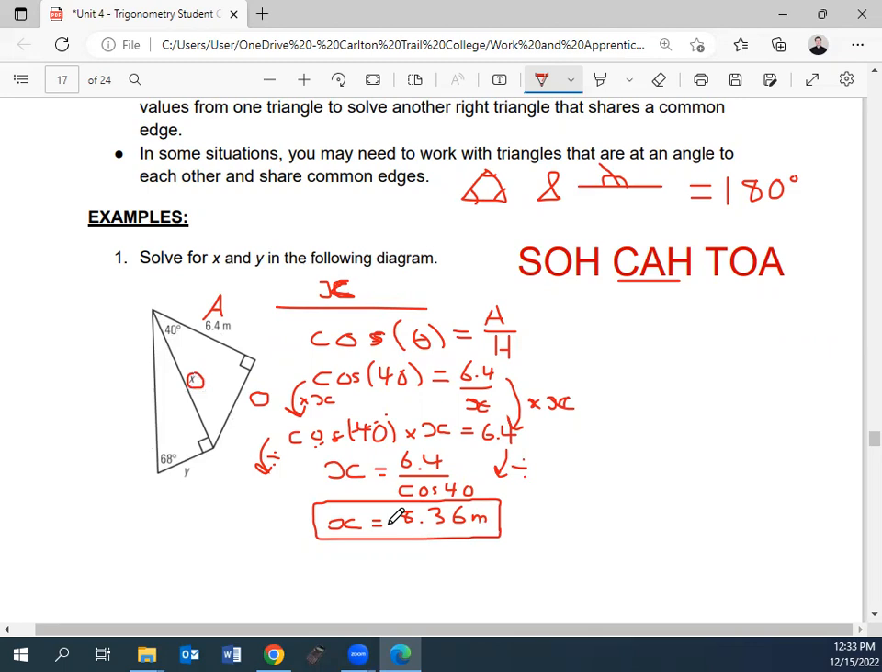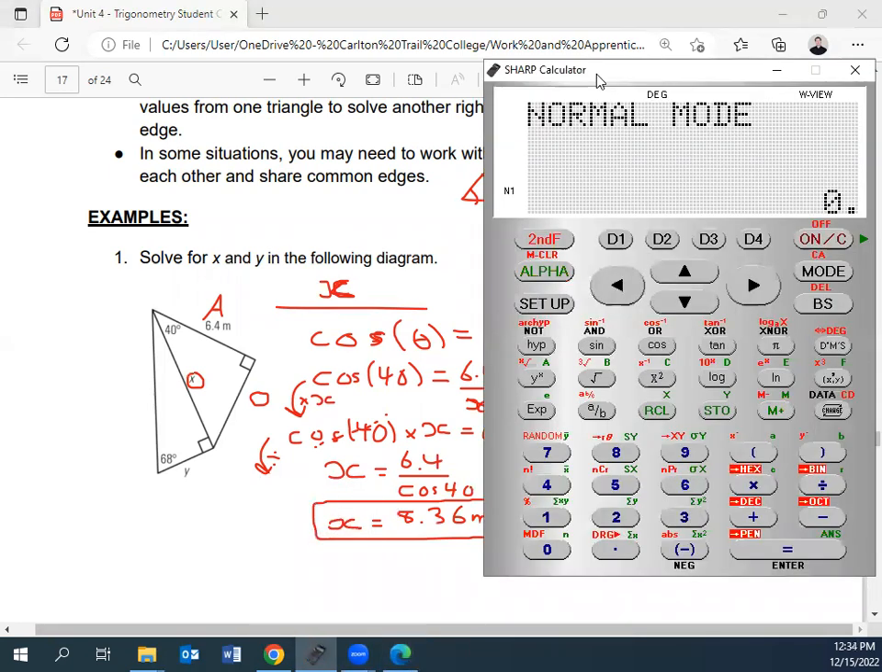Let me load my calculator here. So 6.4 divided by cosine of 40. Oh, so this 6 rounds up this to a 5, which rounds up this to a 6.